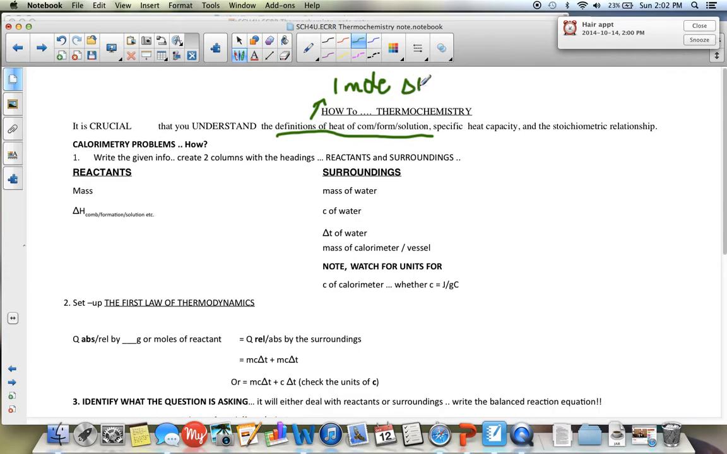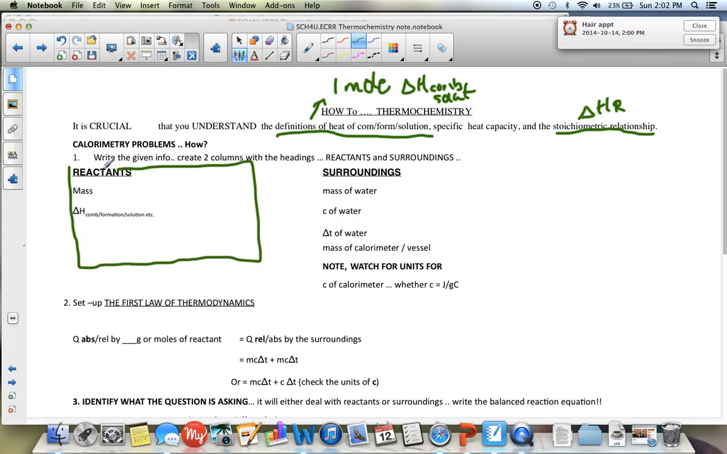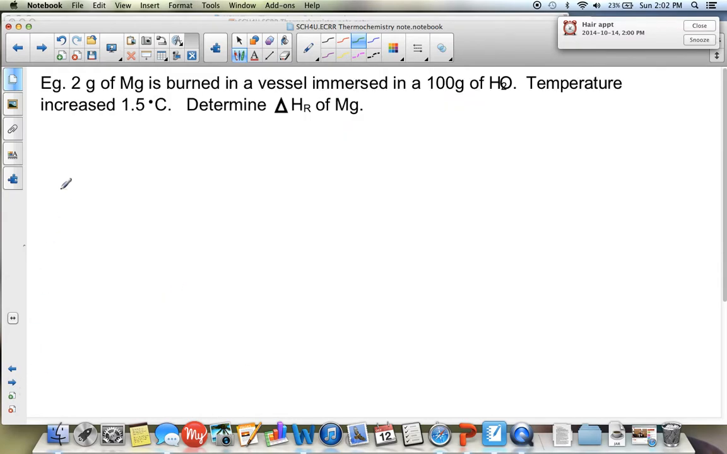This will look like delta H and then either combustion or solution, versus stoichiometric relationship, which will be delta HR. The other thing we want to see is that we're going to create two columns, one about our reactants, one about our surroundings.